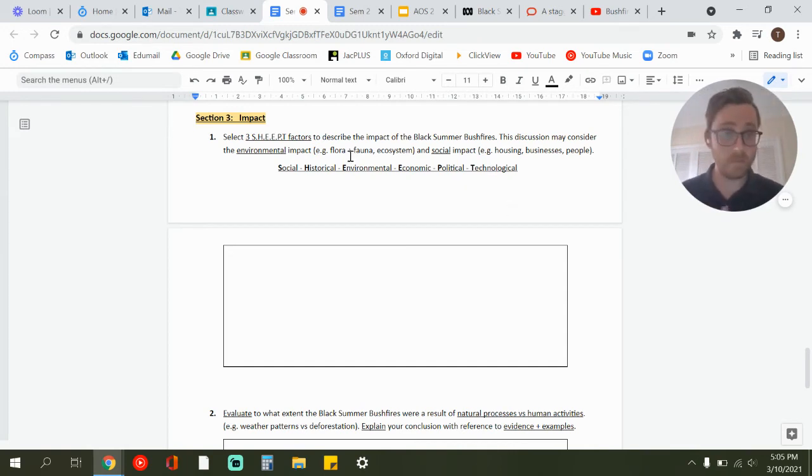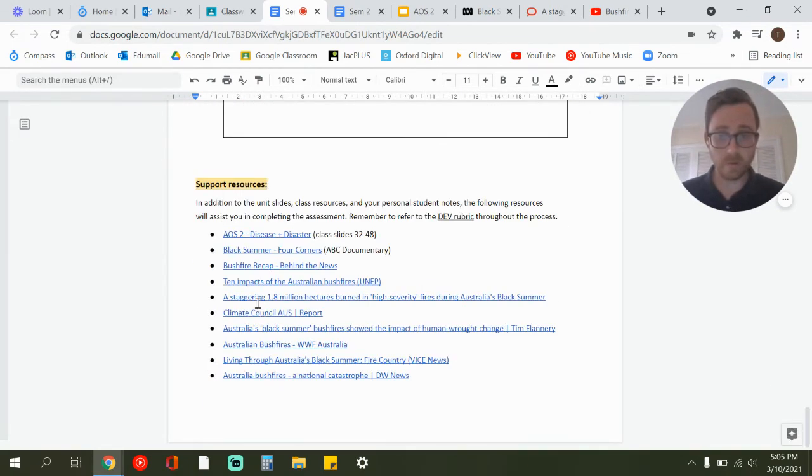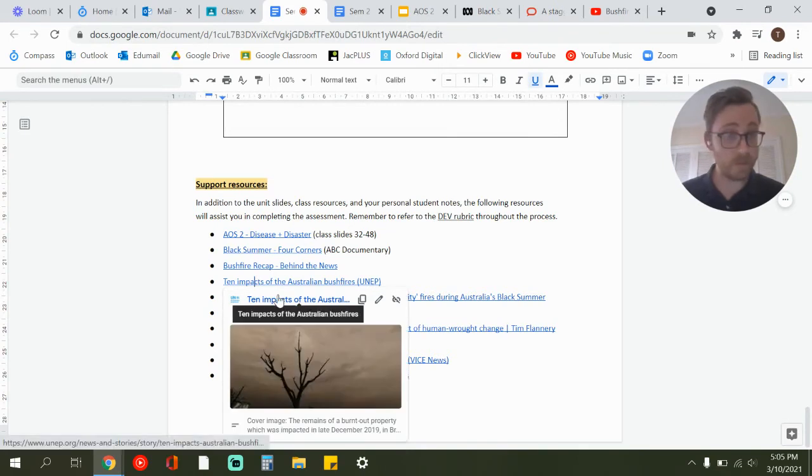Anyway, you pick 3. Then in the space provided, you just need to describe the impact of the Black Summer bushfires on those 3 different categories. So you can talk about any of those 3, but you do need to have 3 in that box there to get 4 marks. And again, that's where all those support resources at the bottom are going to help you out. This one's good. 10 impacts of the Australian bushfires.